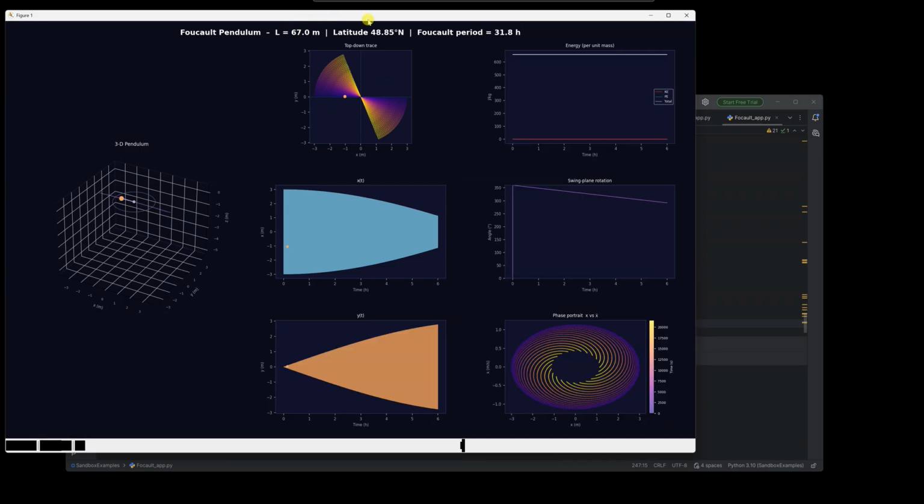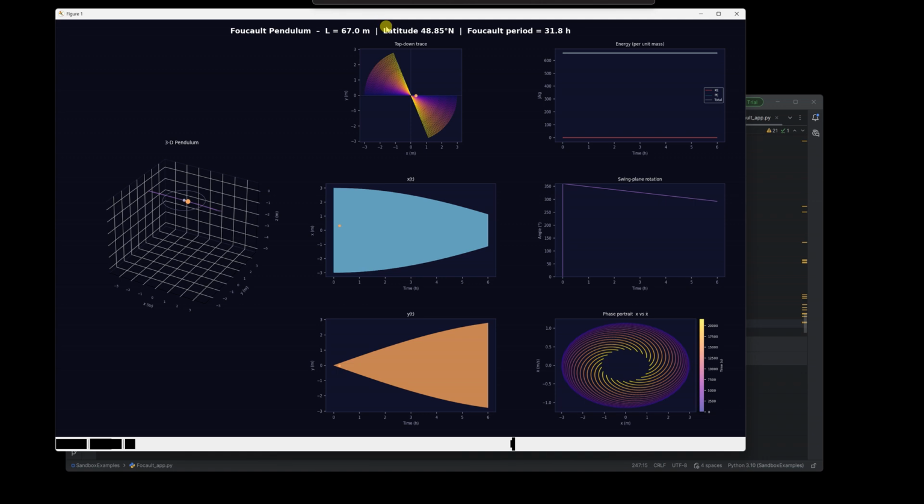It's also a way of determining the rotation of the Earth. I thought it's never going to be able to do this one. My God, it could as well. So this is a Foucault pendulum simulation. You can see it changing as the Earth rotates. That's what a Foucault pendulum does.